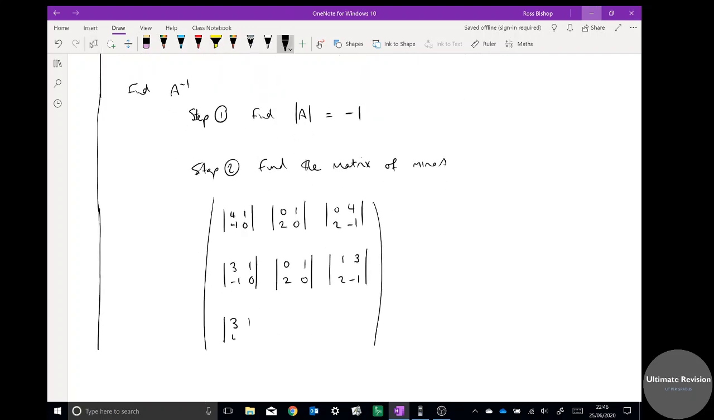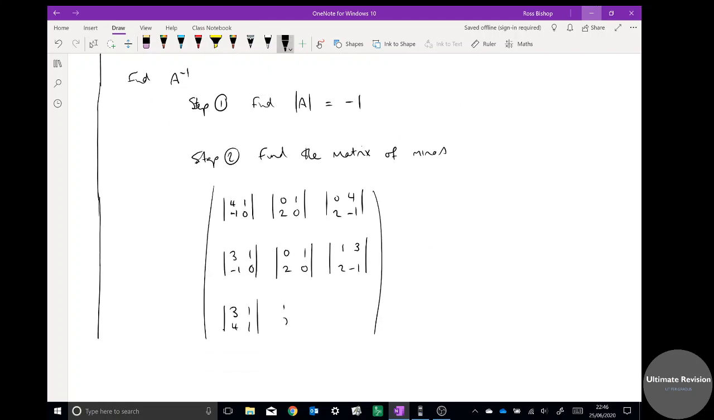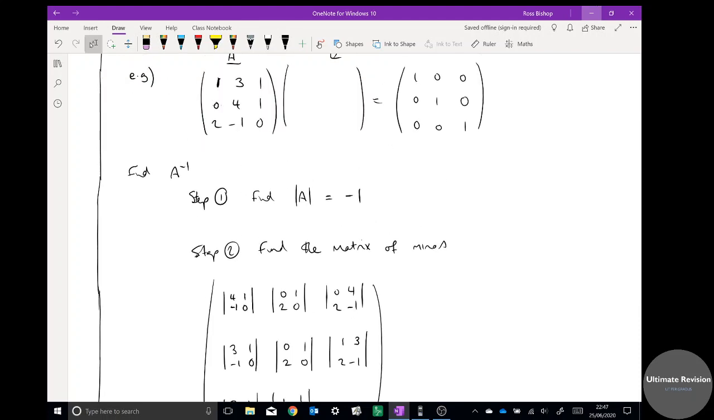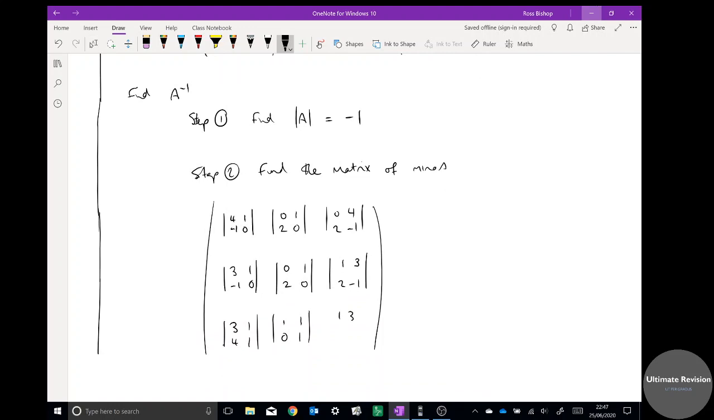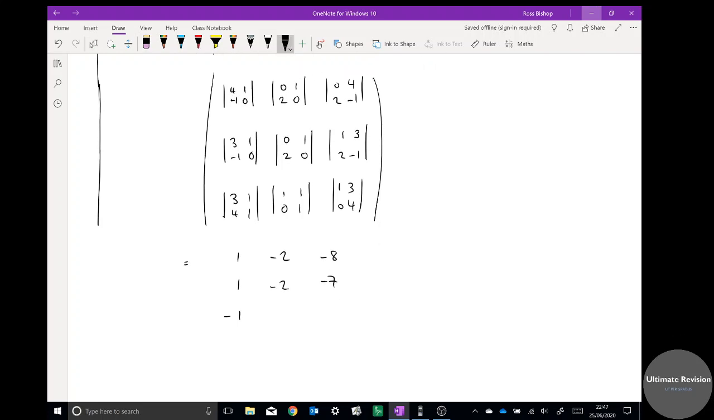You do get quicker at it after a while. Next one is 1, 0, 1. Last one is 1, 3, 4. So just take a little bit of time to understand where that's come from. Then you have to work out the determinants of all of those little ones, and just trust me on this, this is what it becomes. So we're getting closer. This is what the determinant is of each of those minor matrices.